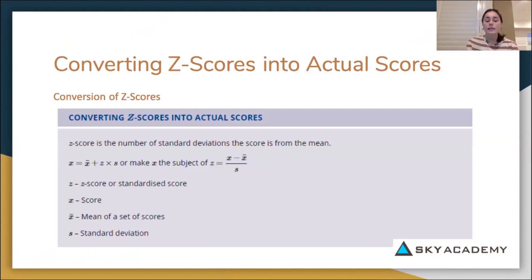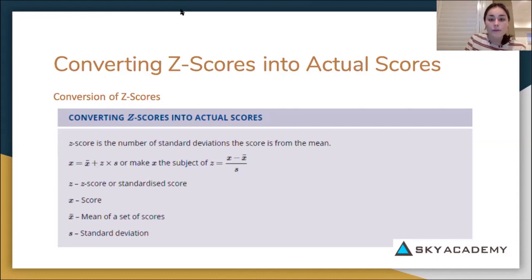So when you are given a Z-score, when you're given the standard deviation, and when you're given the mean of all the scores, when you're given those 3 things, you can actually calculate the actual score or the actual mark instead of being given the mark. So this time we have to calculate what the mark is.